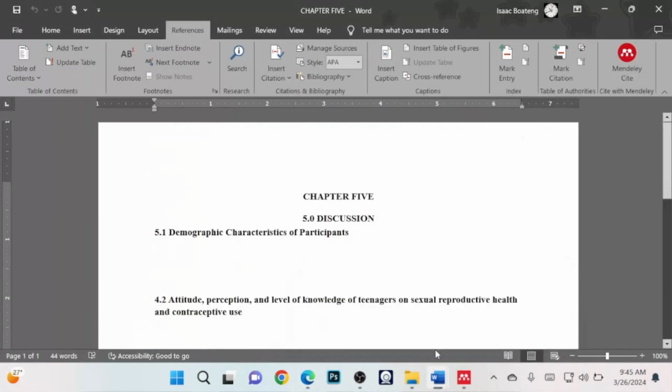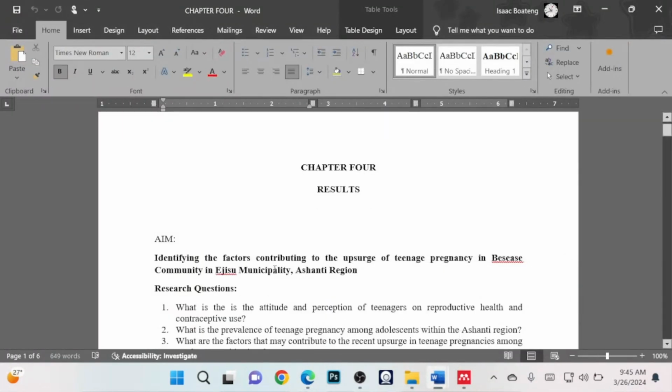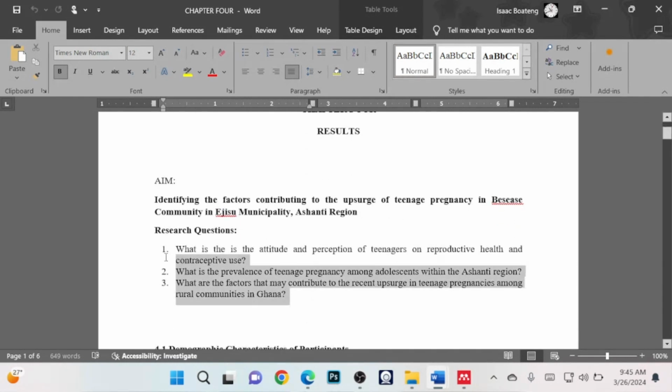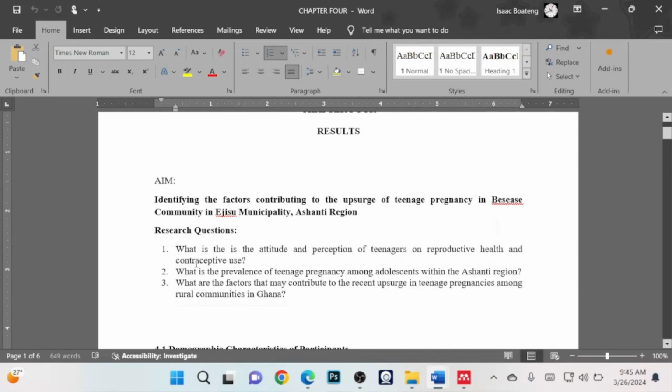All right, now quickly, I want us to look at the aim of this particular study. This is a study that is aimed at identifying the factors contributing to the upsurge of teenage pregnancy in a particular community in the Ashanti region. And there are some research questions. If you remember, you are supposed to use the research questions or the objectives of the study and follow them systematically for your readers to be able to follow through how you are discussing your results.